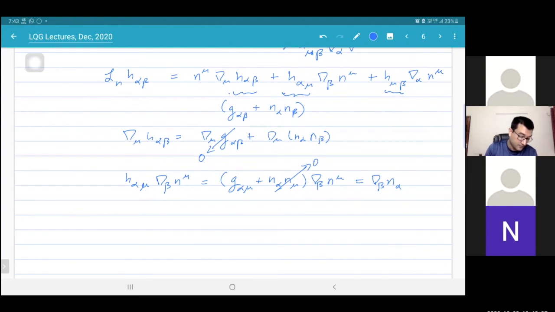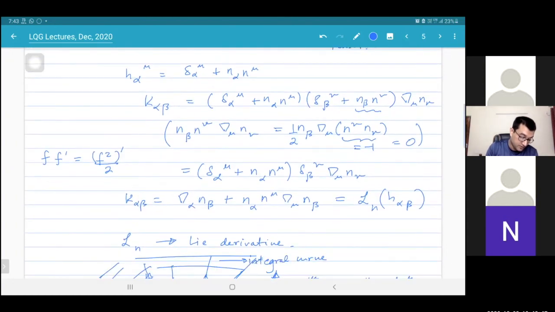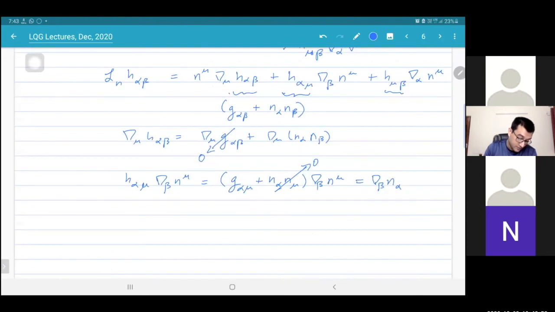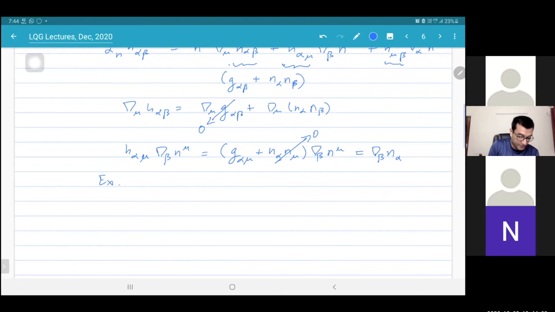Okay. So when you collect all these terms, what you will be left with is precisely this expression, if I'm not mistaken. Right. There is some mistake I'm making in the indices. So I leave that for you as an exercise, okay? Exercise: evaluate the Lie derivative of this H_alpha beta and show that it's equal to K_alpha beta.